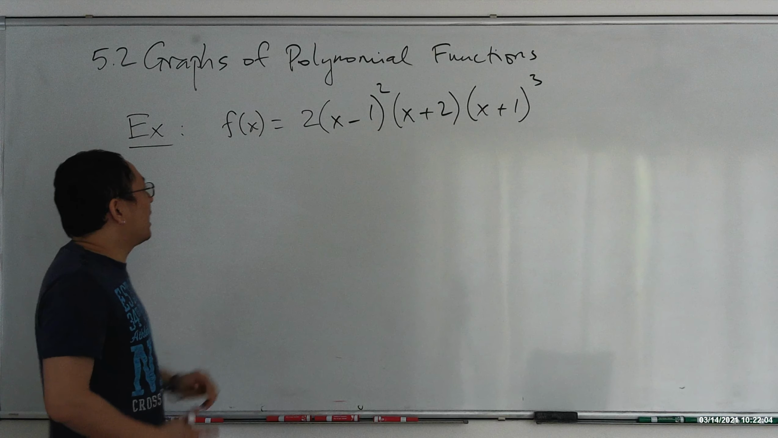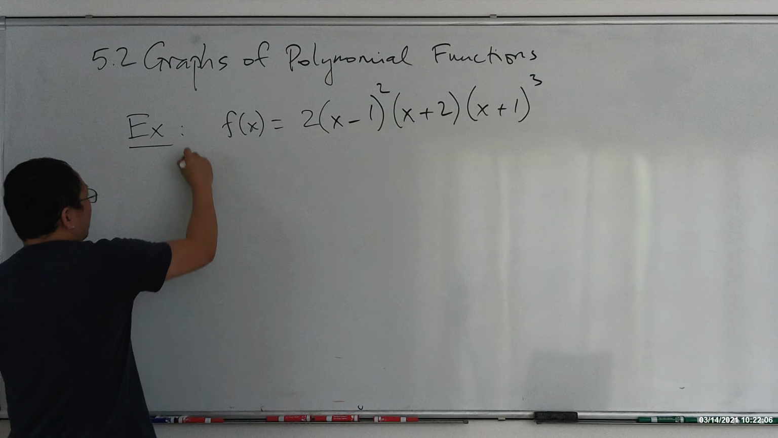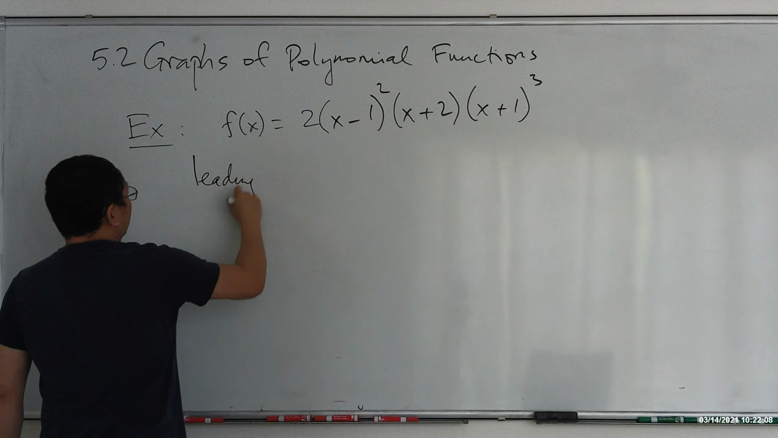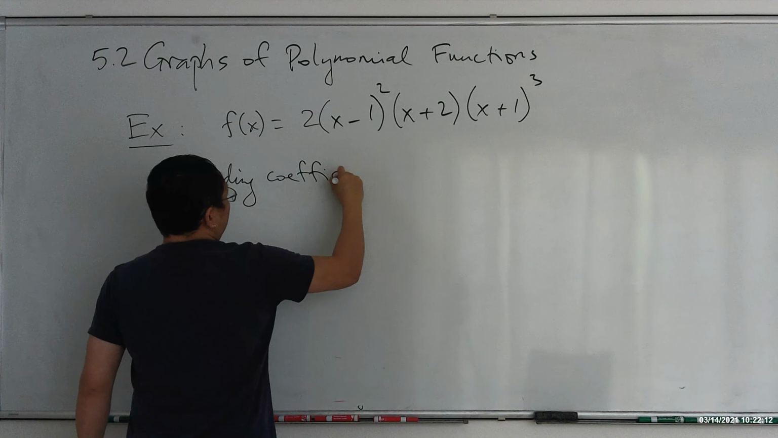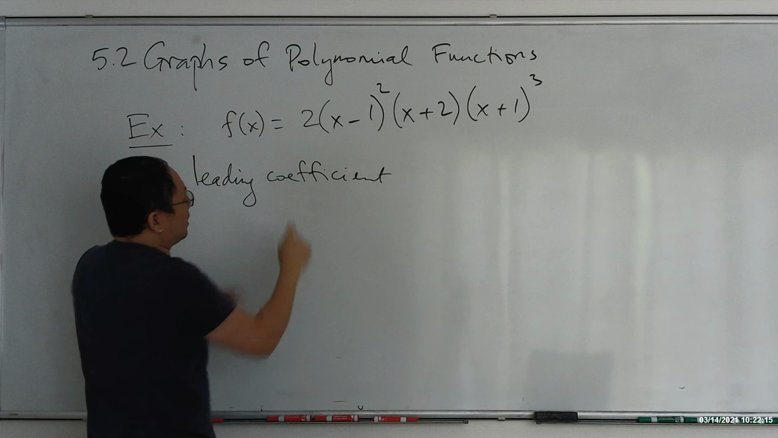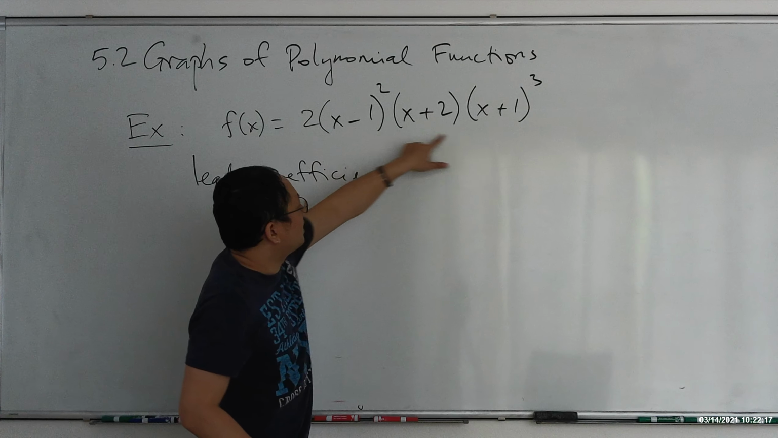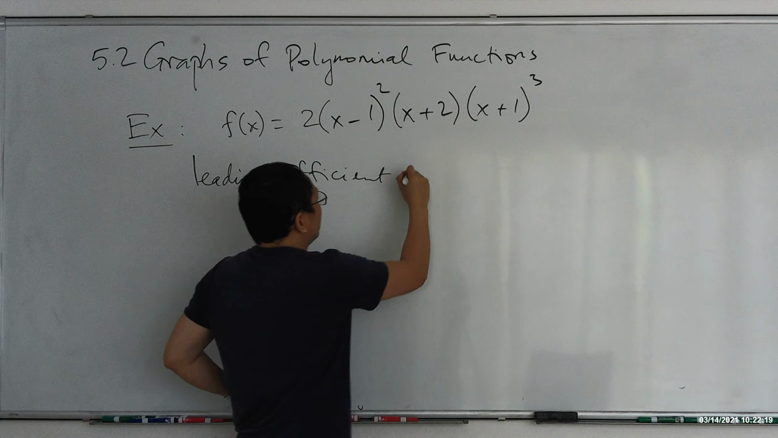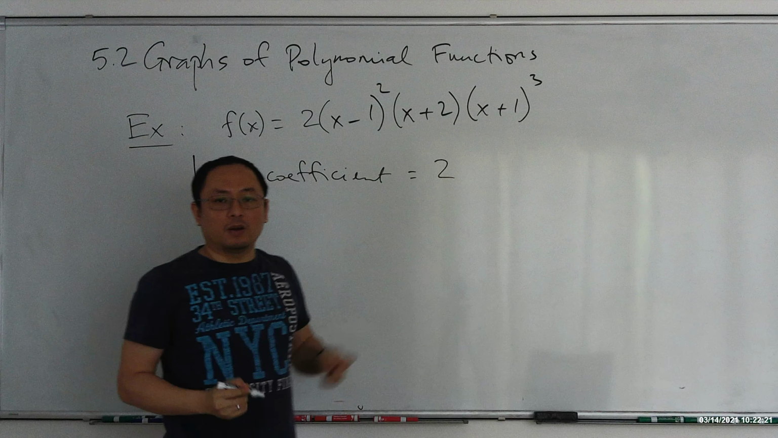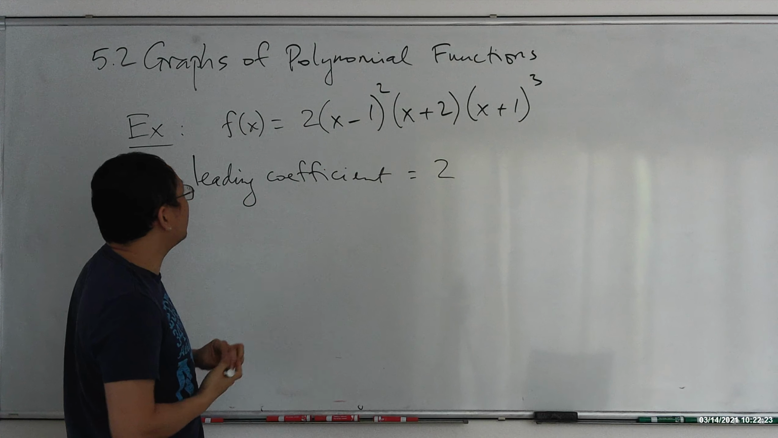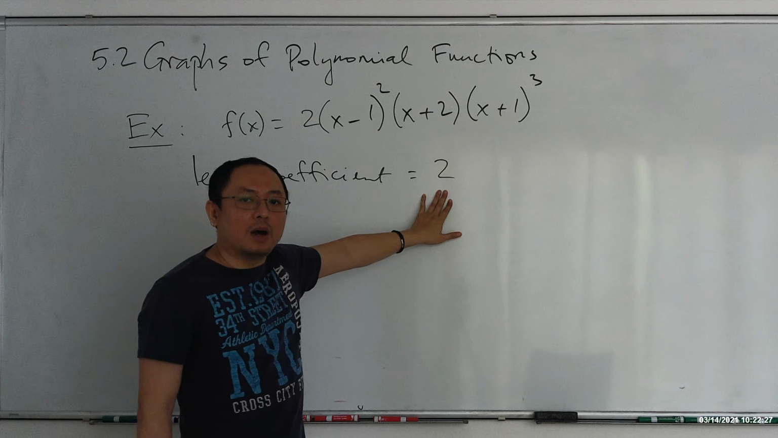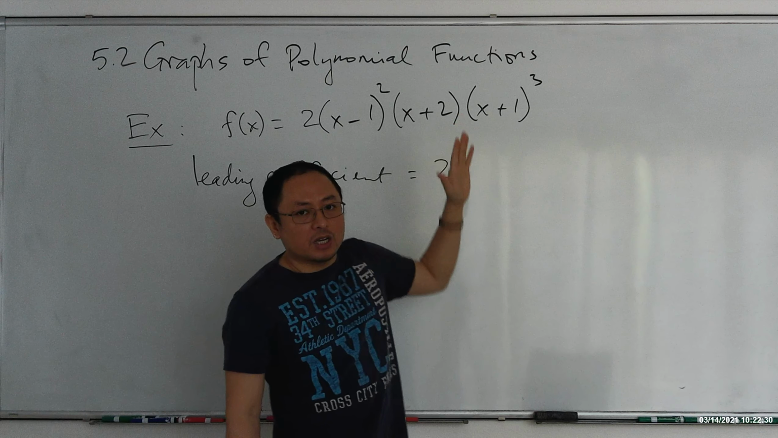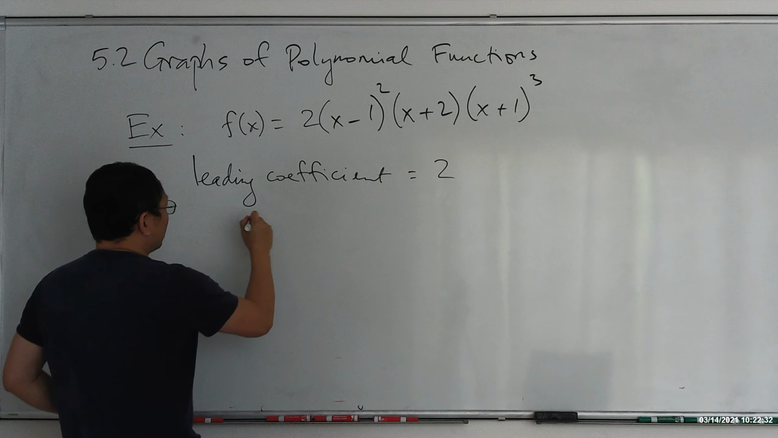Okay, so what do we get from here? First of all, the leading coefficient. It's the number right here. See all linear factors? Leading coefficient is 2. It is a positive number. According to what we learned in the previous section, whenever you have a positive coefficient, the graph tends to go up. Now let's talk about the degree.